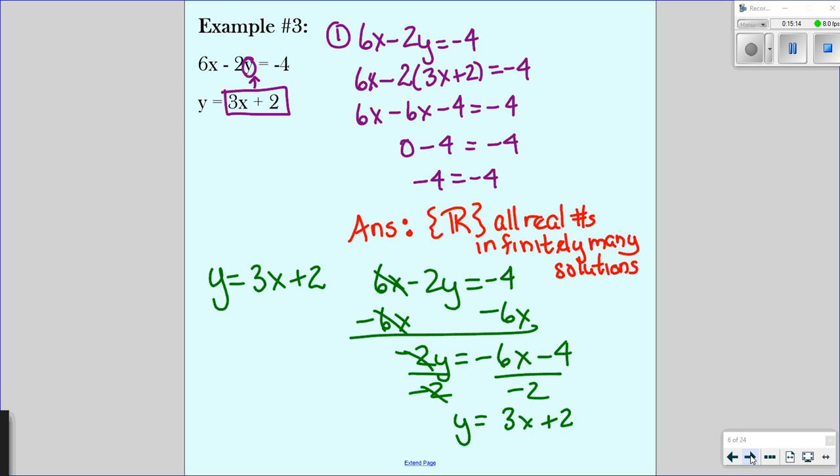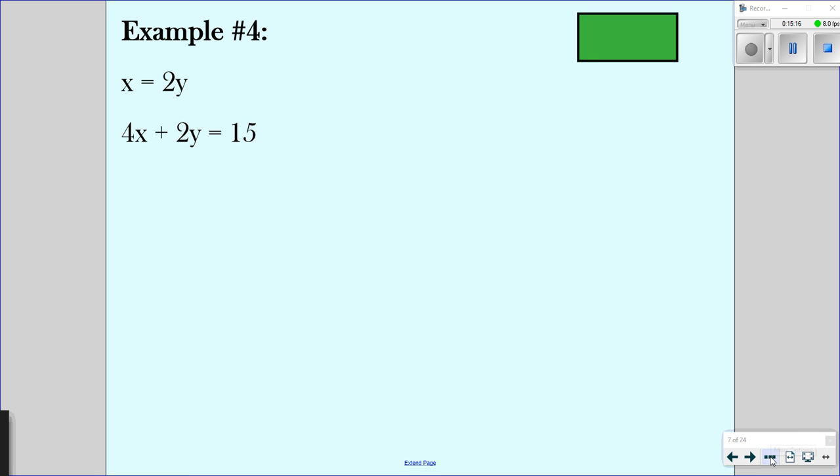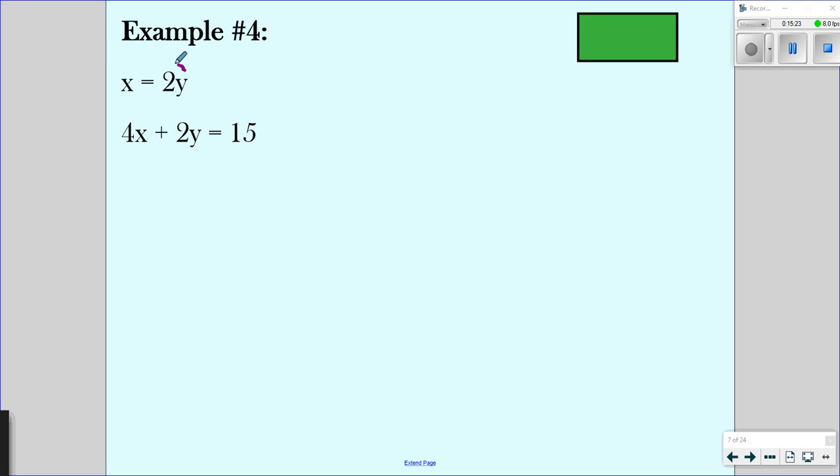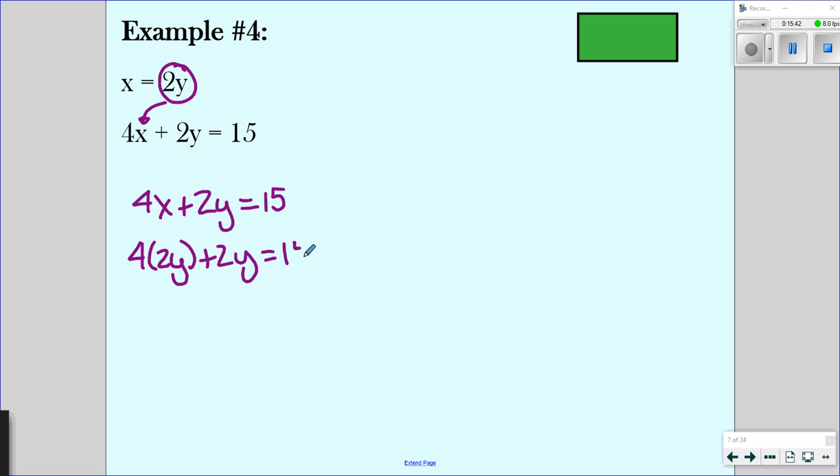All right, let's go on to the next one. We have x equals 2y, and we have 4x plus 2y equals 15. So wherever there's an x, I'm going to substitute in 2y. All right, so I'm going to take 4x plus 2y equals 15, and then I'm going to substitute the x with 2y. So that way I can solve for y. That's going to give me 8y plus 2y equals 15.